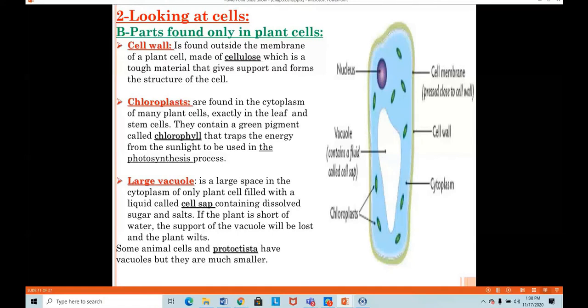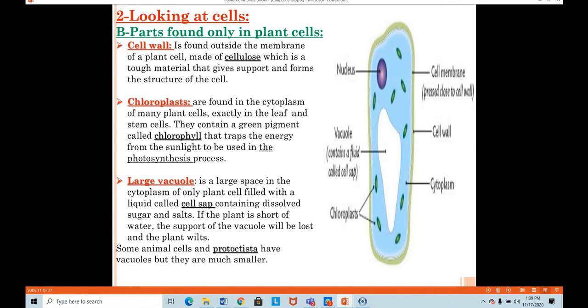So now let's move on to the parts which are found in a plant cell. Apart from the nucleus, the cell membrane and the cytoplasm, these are the parts which are present only in a plant cell: the presence of a cell wall, the presence of chloroplast, and also the presence of a large vacuole. So these are the parts which are unique to a plant cell and which are absent in an animal cell. Now, what is the function of a cell wall?